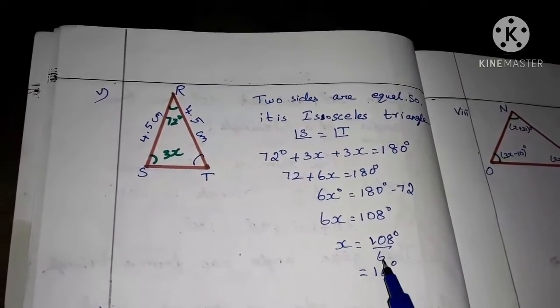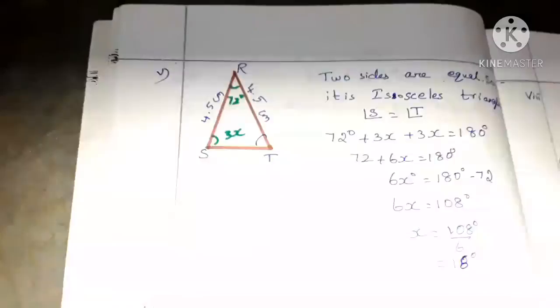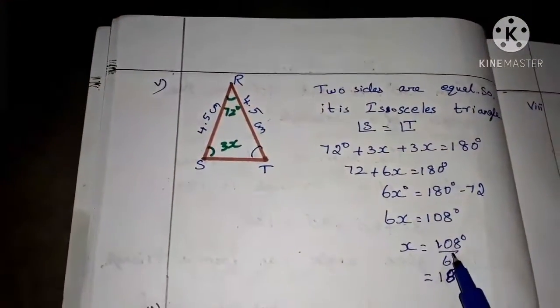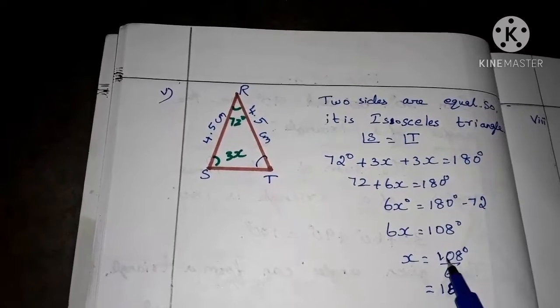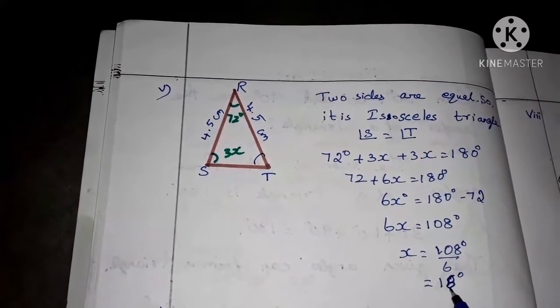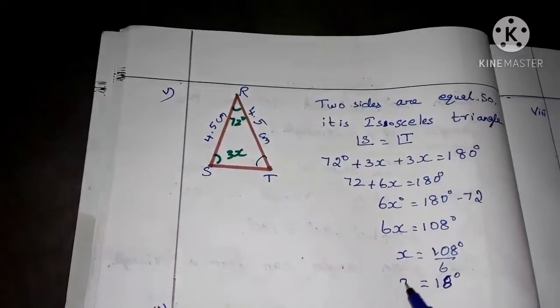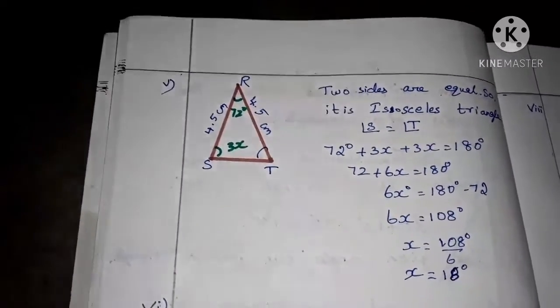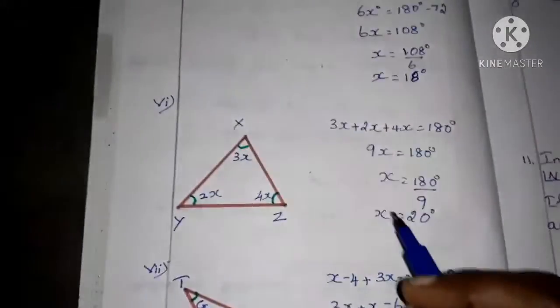x is equal to, its multiple comes to this side, division. So 1 6 are 6, remainder 4, 8 6 are 48. So x is equal to 18 degree.